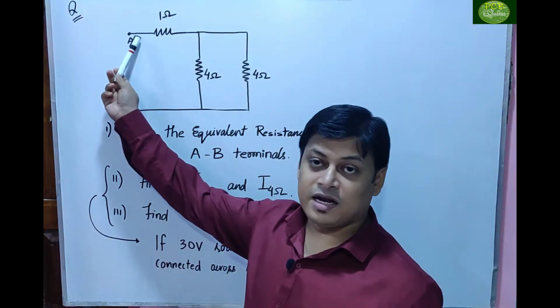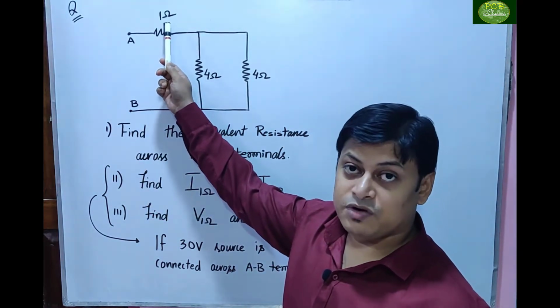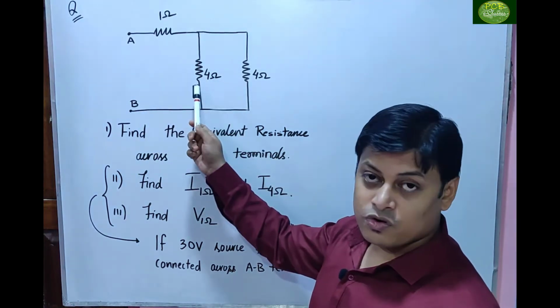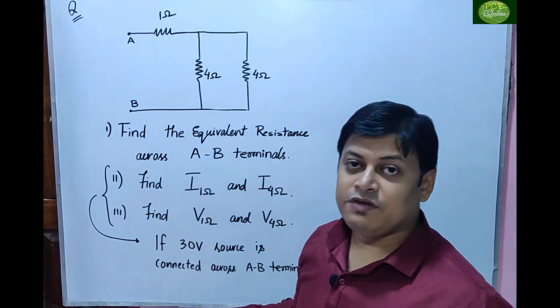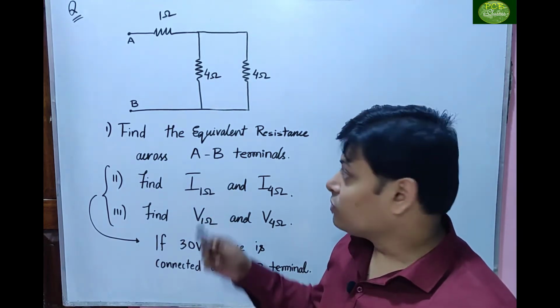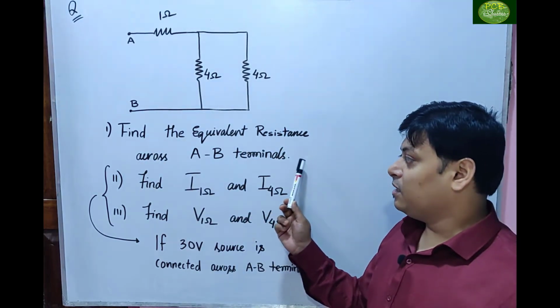That means when we connect the 30 volt source, what will be the current flowing in the 1 ohm, what will be the voltage across the 1 ohm, what will be the current flowing in the 4 ohm, and what will be the voltage across the 4 ohm. That we have to find in the second and third parts. So let's start the solution of this problem. Find the equivalent resistance across the AB terminals.